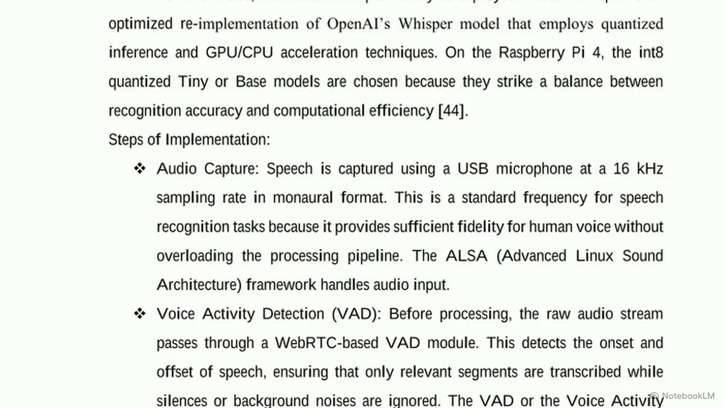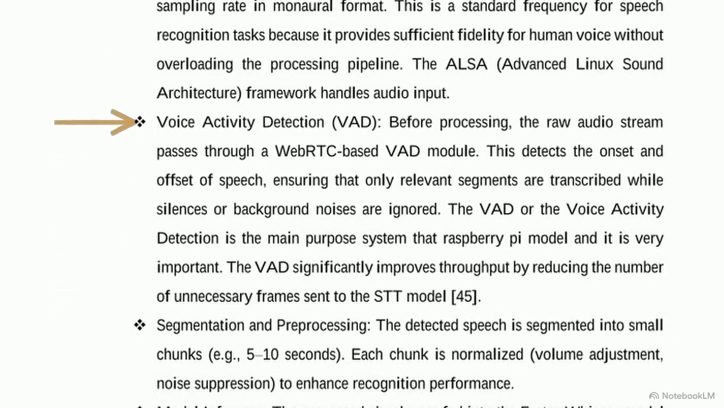This documentation outlines the first stage of our conversational pipeline. The microphone captures raw audio at 16 kHz. Notice the voice activity detection step here. It filters out background noise, so the system only transcribes actual speech, keeping the CPU from overloading.